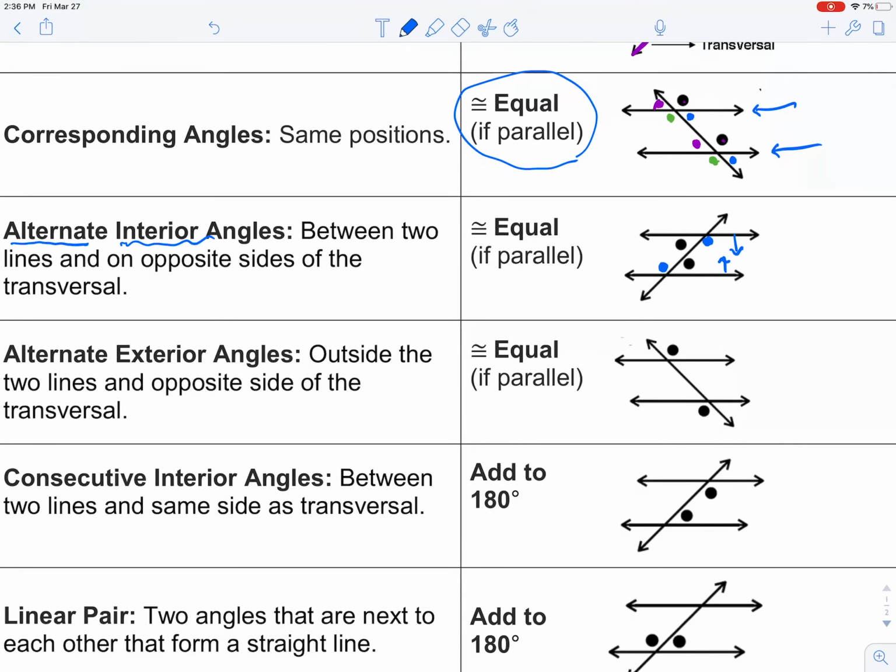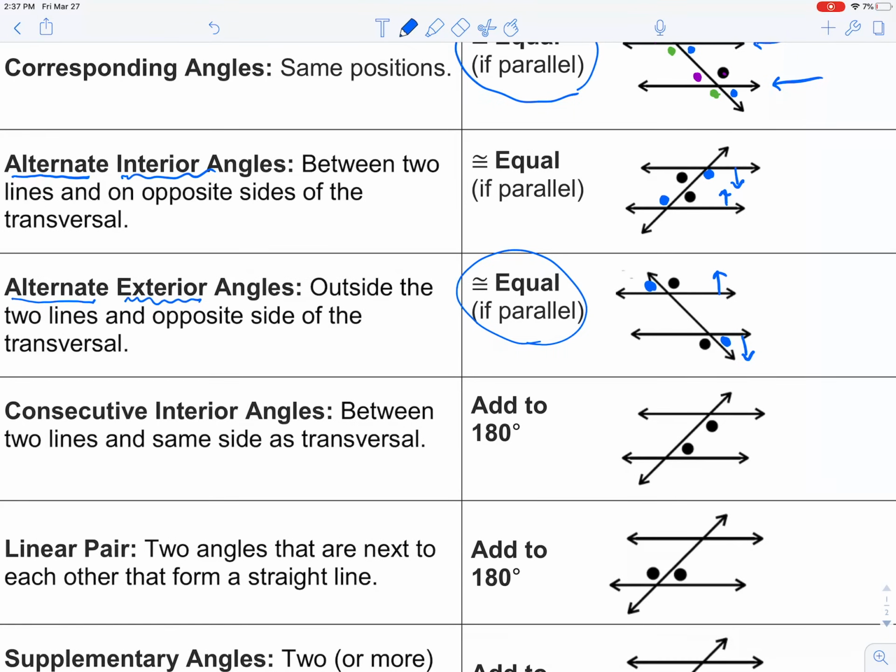Alternate exterior, kind of similar to our last one. So alternate means on the opposite sides of the transversal. And then this word exterior means like on the outside of our two parallel lines. So in our picture, we've got the two black dots. The other pair are these two blue angles that I'm coloring in. And similarly, they are also equal if the two lines are parallel.